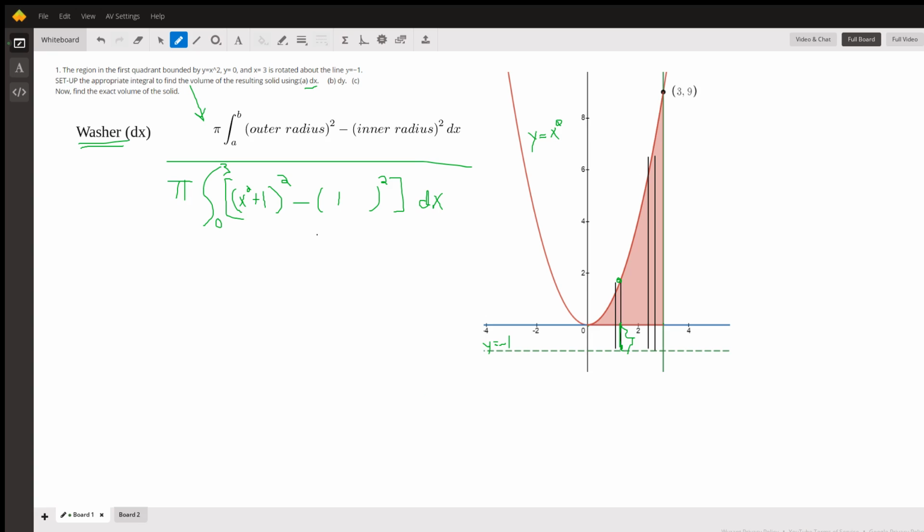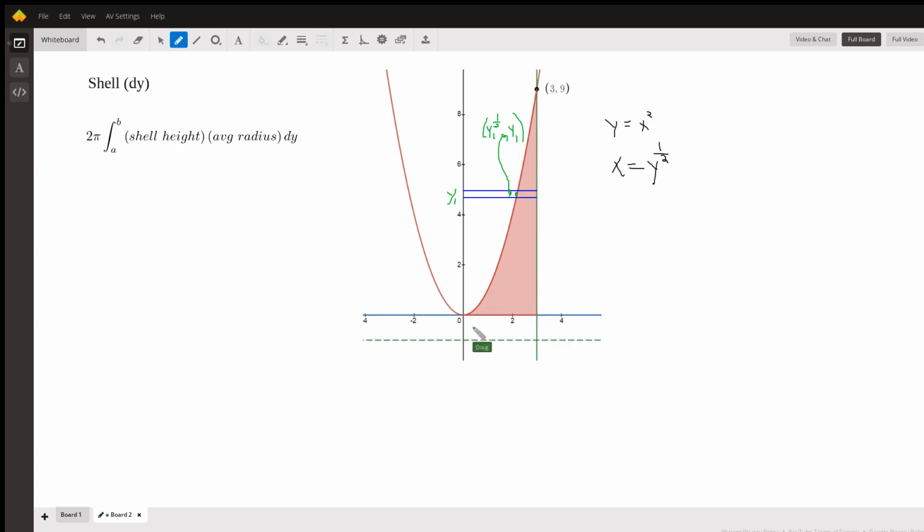For the shell method, we want to use this formula, 2 pi times the definite integral from a to b. And because our axis of revolution is horizontal, then our typical shells have to be parallel to the axis of revolution. That's how the shell method works. That means we want to find this height right here for a typical shell. And that's x-coordinate at the right minus x-coordinate at the left.